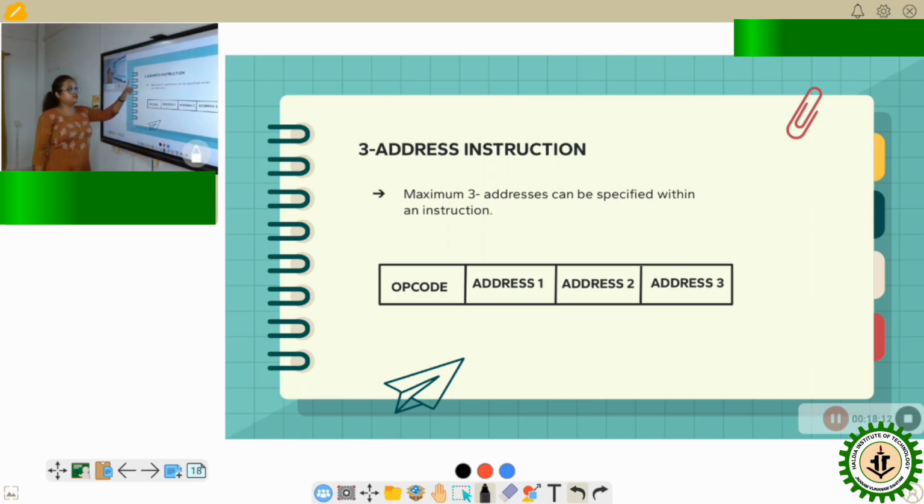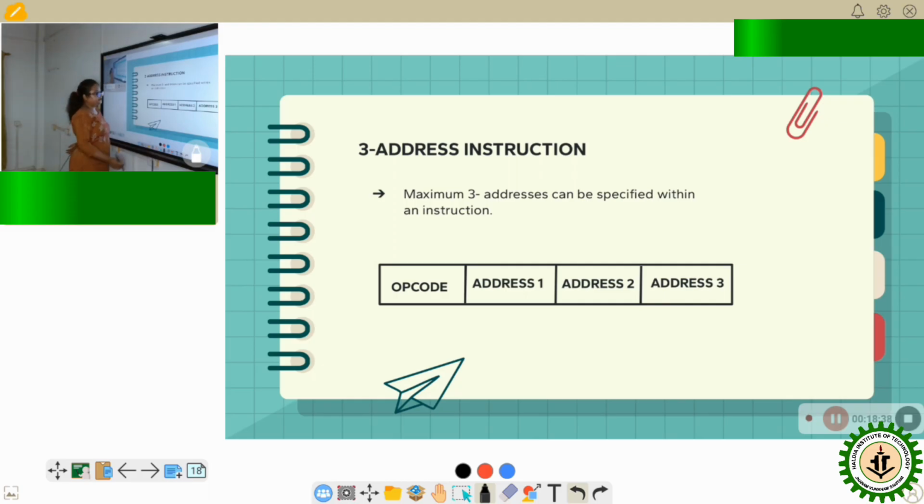So the first one is the 3 address instruction. Maximum 3 addresses can be specified within an instruction. First is the opcode, which will be there in every instruction. Then address 1, address 2, address 3. It can support 2 addresses, 1 address, or 0 address, but the maximum is 3 addresses.